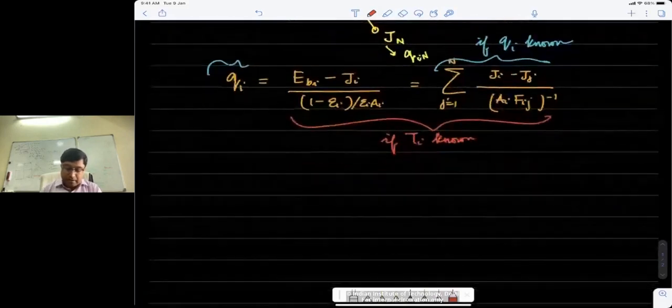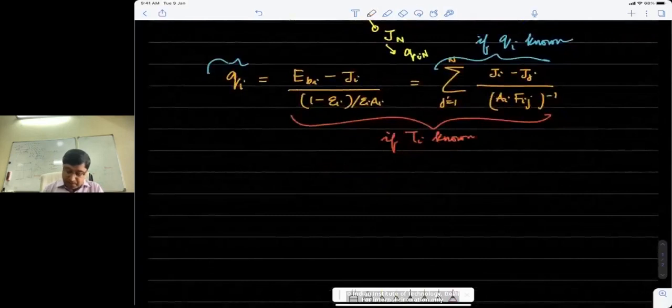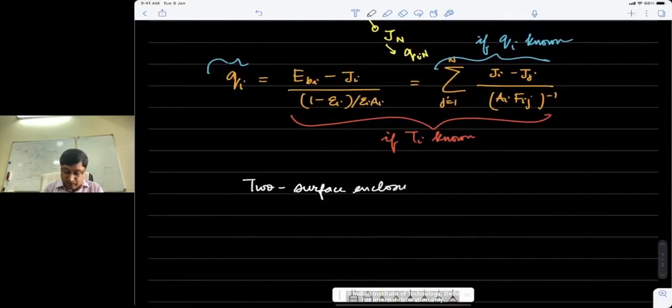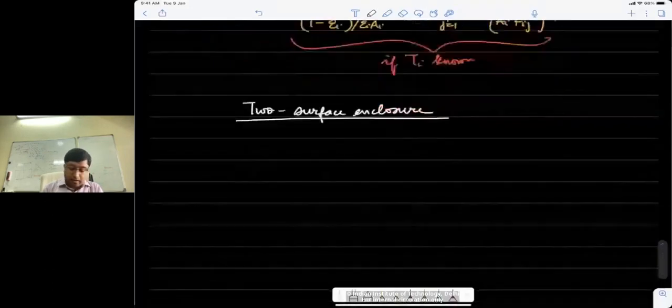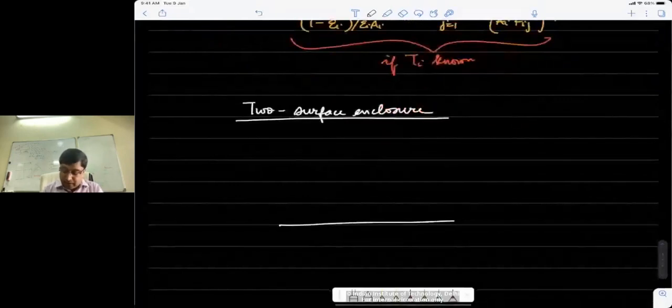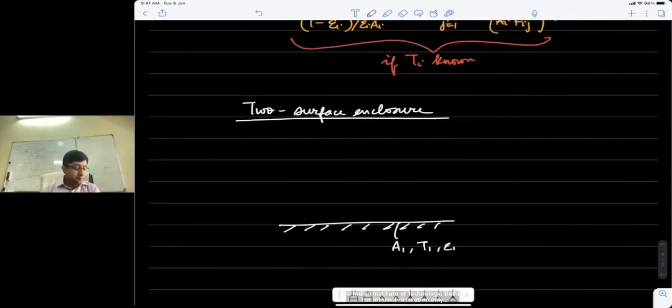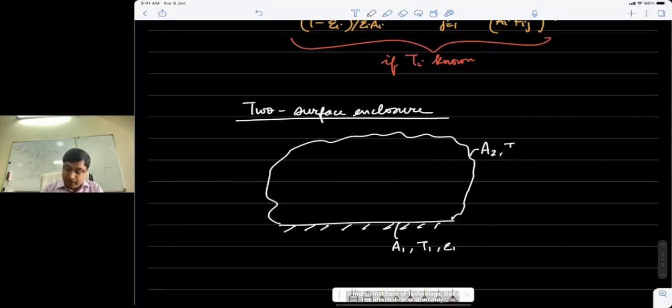So let me take an example. Let's look at a simple case of a two surface enclosure. Let's say that one surface is flat. So this is, let's say, surface 1, which has area A1, temperature T1, emissivity epsilon 1. And maybe the second surface is the surroundings which are around this surface. So this is, let's say, area A2, temperature T2, emissivity epsilon 2.